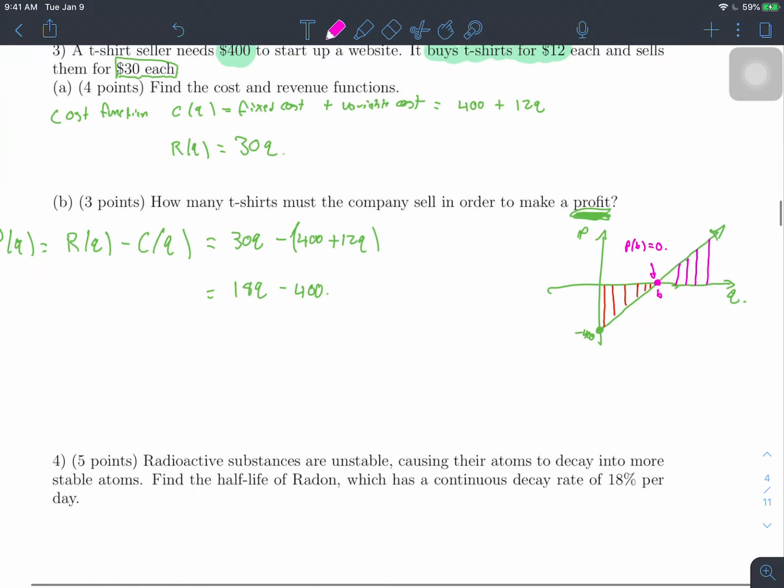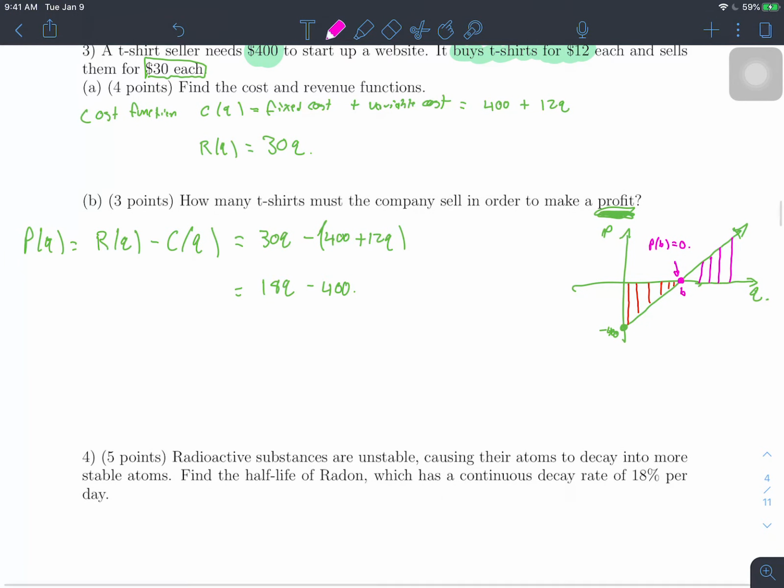Okay, so what we want to do is set this equal to 0. So we'll take P of B equals 18B minus 400, and we set that equal to 0. So 18B is equal to 400. So B is equal to 400 divided by 18 equals 22.22.